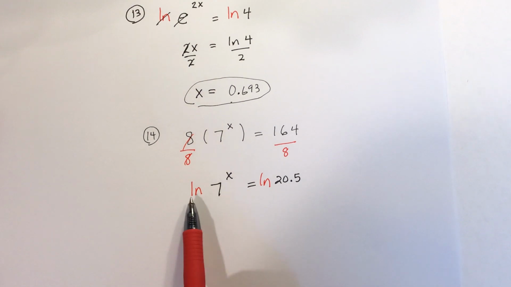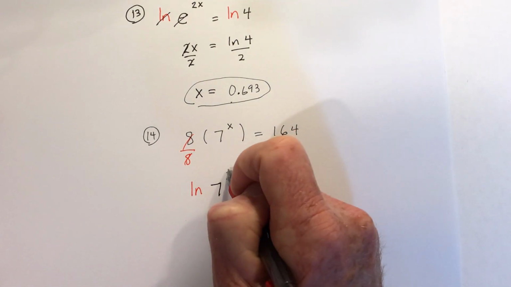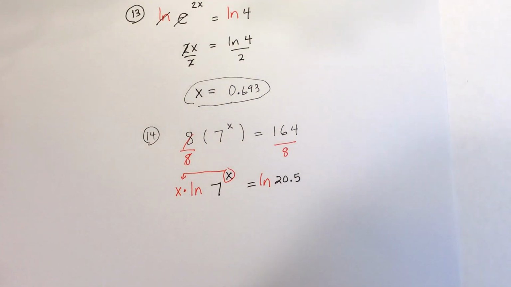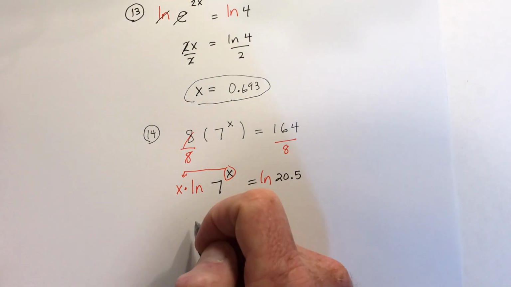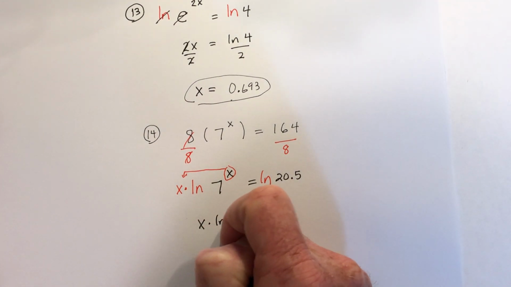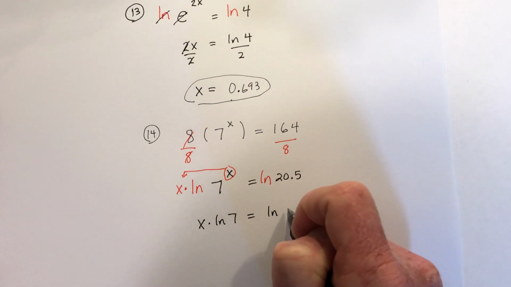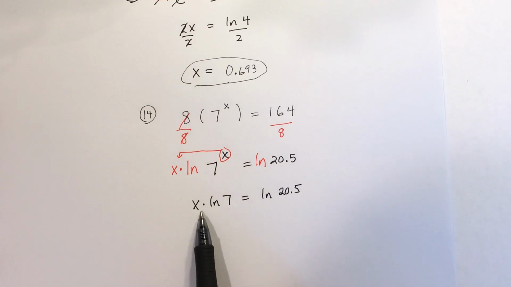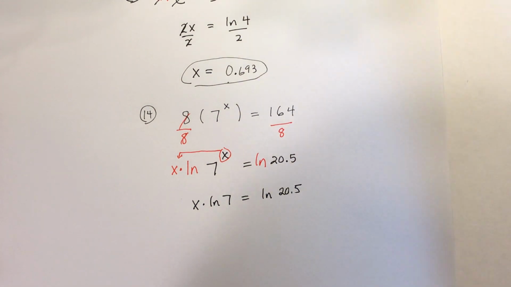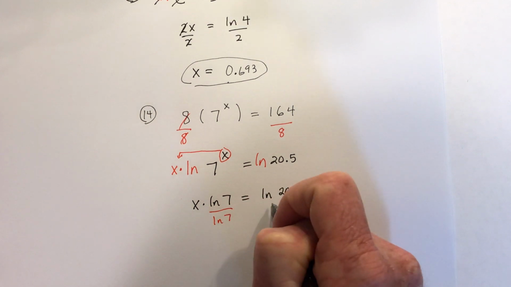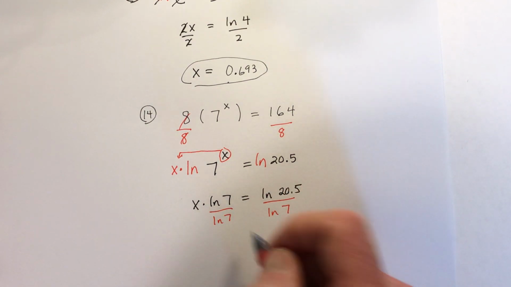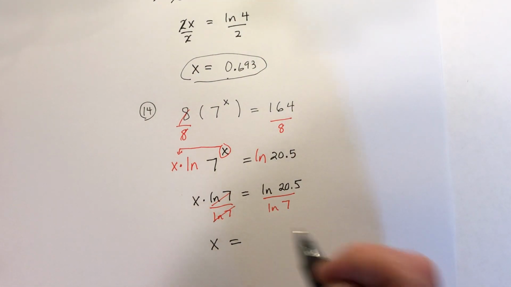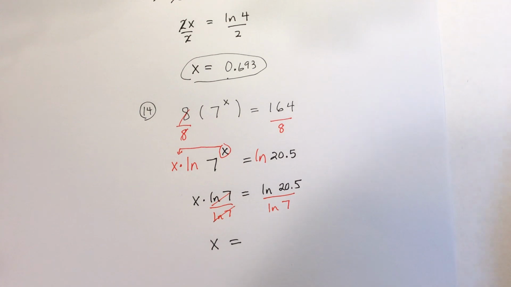The next thing to do is, when you have a logarithm, this exponent, you could bring it in front and multiply. So when I do that, the left side is saying x times the natural log of 7 equals the natural log of 20.5. And so in order to solve for x, all I need to do is divide by the natural log of 7 on both sides. These are going to cancel, and then I have what x equals. And this, I definitely need a calculator for.